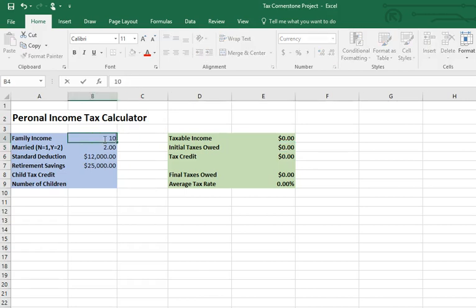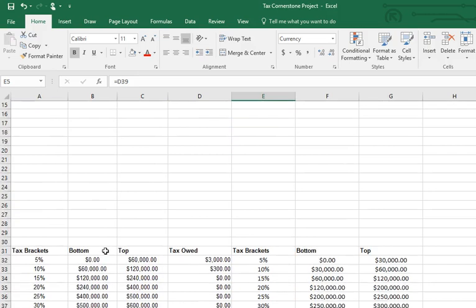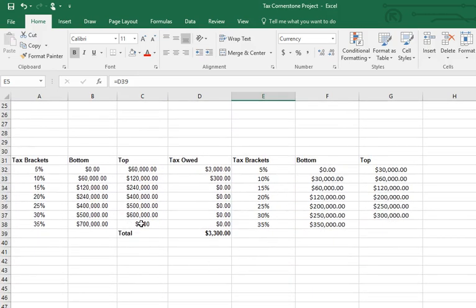But here, let me just change this number back. Let's go back to $100,000 of income. Okay, that makes our minus this, gives me my taxable income. Okay, I put in here that I'm married, and the program calculated that my tax bill is now going to be $3,300. Where did it get that? Well, it got that from down here, from calculating your taxes owed in this column right here. But I haven't shown you how to do that yet. So you're just going to have to trust me here right now. I will show you how to do this on a future video. All right. But just know that that's going on down here.